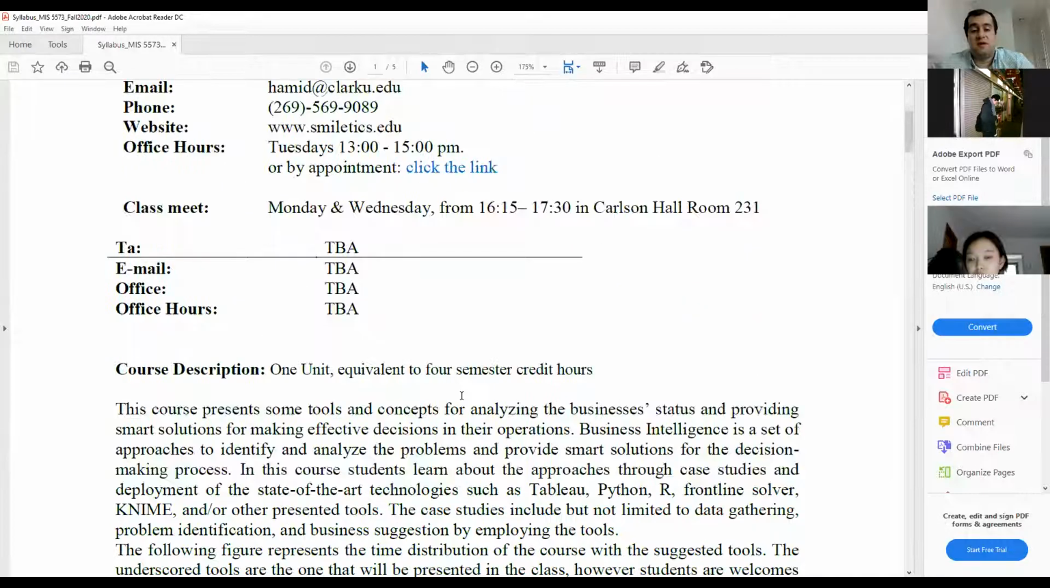My office hours are 1 p.m. to 3 p.m. on Tuesday, but I know you are from different parts of the world, so it may or may not work for you. You can just shoot me an email, and we can arrange specific office hours for you. So no worries if these office hours don't work for you. Also, class meets Monday and Wednesday from 4:15 p.m. to 5:30 p.m.